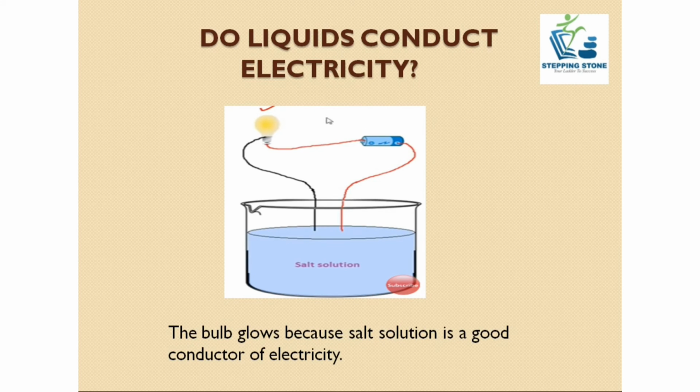In this activity, we will test two liquids for conduction of electricity, salt solution and distilled water, one by one. So here you can see there is an experimental setup where we have taken salt solution in a beaker and we have used a conducting wire, a battery and a bulb. And in this case, we will see that the bulb glows. So the glowing of the bulb in this case tells us that salt solution conducts electricity.